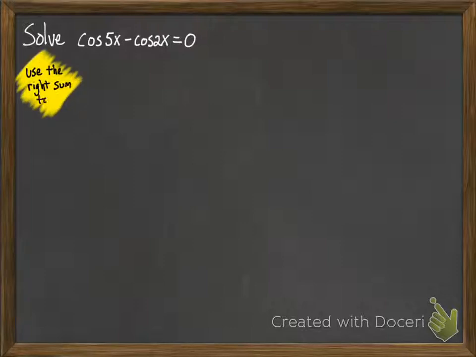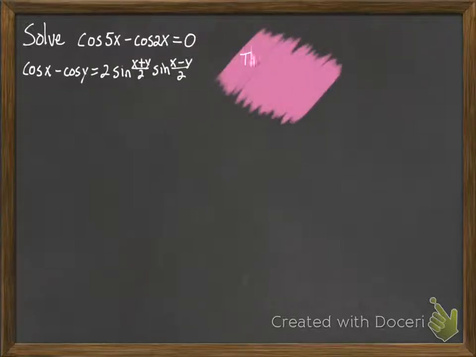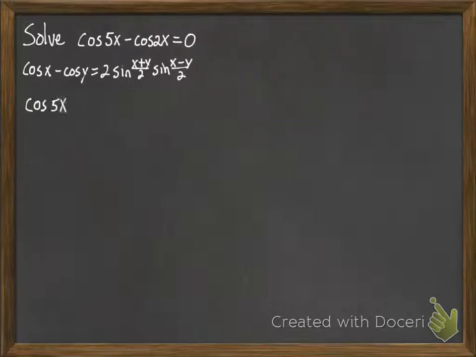The key here is we just use the right sum to product identity. Here we're dealing with a difference of cosines, and we have the one we want. Cosine x minus cosine y is equal to 2 sine of (x plus y) over 2 times sine of (x minus y) over 2. We then plug in our 5x and our 2x. So we're going to have 2 times the sine of (5x plus 2x) over 2 times the sine of (5x minus 2x) over 2. That's going to be equal to 0.